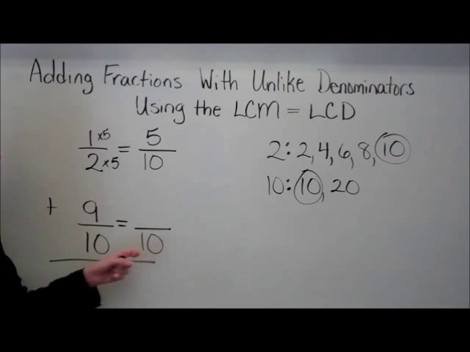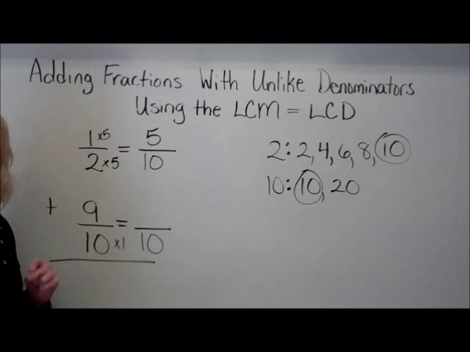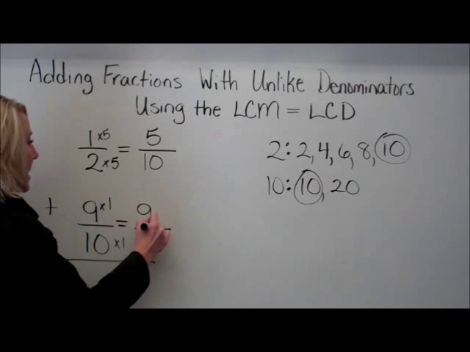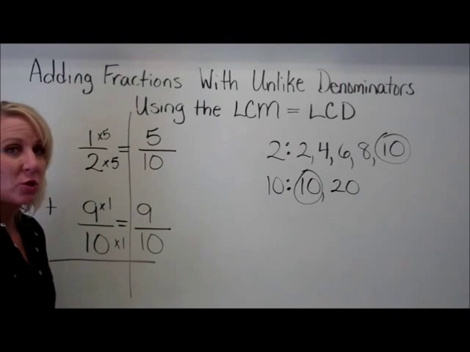Again, here, 10 times what gave me 10? It was 10 times 1. So whatever I do to the denominator, I do the same thing to the numerator. 9 times 1 is 9. Now I have two fractions with a like denominator, and I know what to do with those.